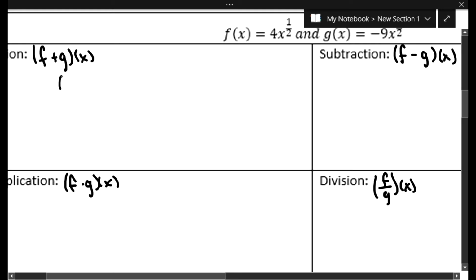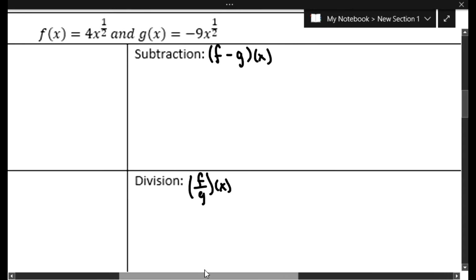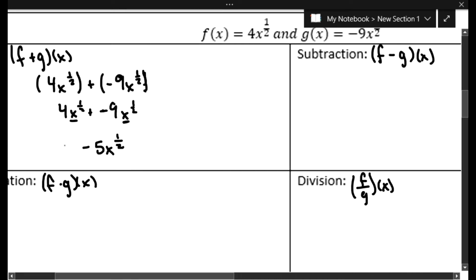So first, we're going to take f of x, 4x to the power of 1/2, and we're going to add g, which is negative 9x to the power of 1/2. I can just drop the exponents because I'm adding. It doesn't change anything for x to the 1/2 plus a negative 9x to the 1/2. These are like terms. I have the same variable, same exponent, power of 1/2. So 4 minus 9 is just going to be negative 5x to the power of 1/2. So this is the final answer.